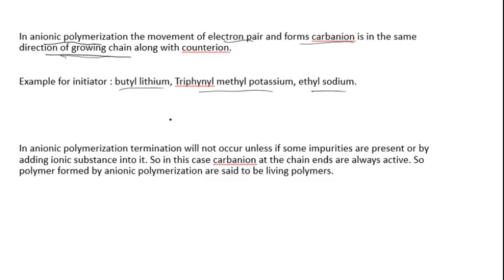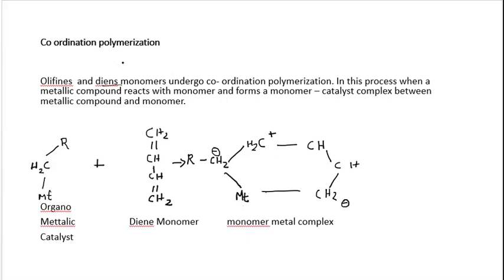Next, we can discuss termination in anionic polymerization. In anionic polymerization, termination will not occur unless some impurities are present or an ionic substance is added deliberately. In this case, carbanions at the chain ends are always active, so they are capable of initiating chain growth again. In anionic polymerization, the polymers formed are always active, so they are said to be living polymers. So, that is all about ionic polymerization.